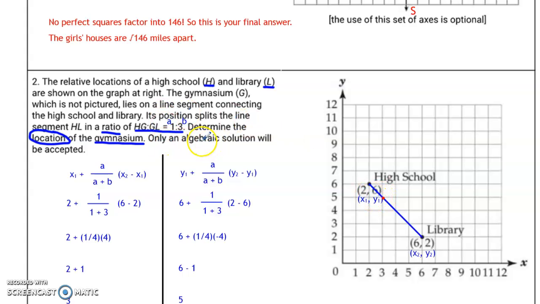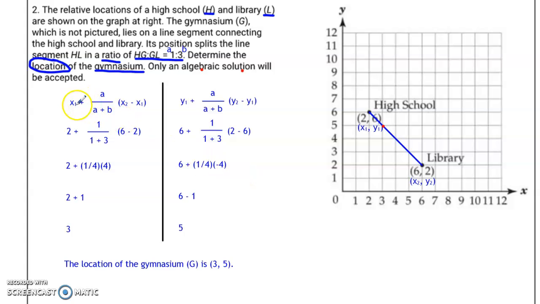However, it says only an algebraic solution would be accepted, which means you must use algebra. Luckily for you, the algebra is pretty easy. This is the partition formula for the x values. This is the partition formula for the y values. Again, a very good candidate for your dump sheet.